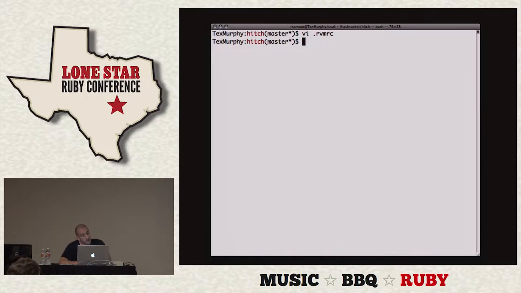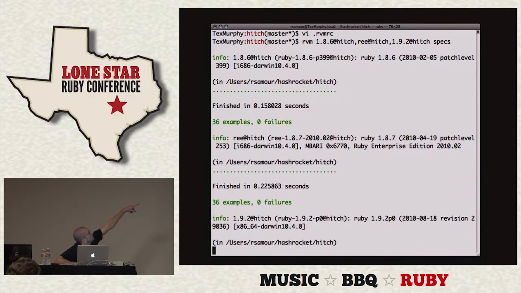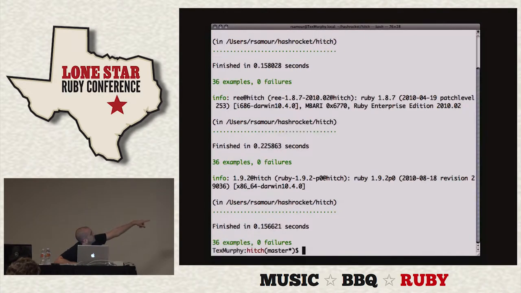Now I'm going to run that command I was telling you about, not that one, this one. So you see, it's running with 1.8.6, REE 1.8.7, and then 1.9.2, and they all pass. Great, that's awesome. But now, let's say I got an issue that somebody wanted to, so let me show you what it does right now.